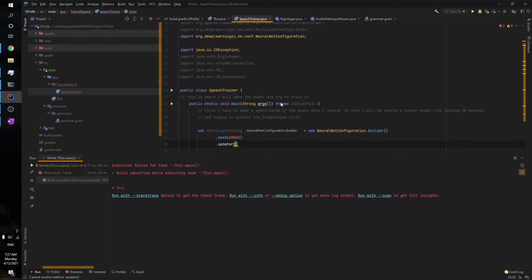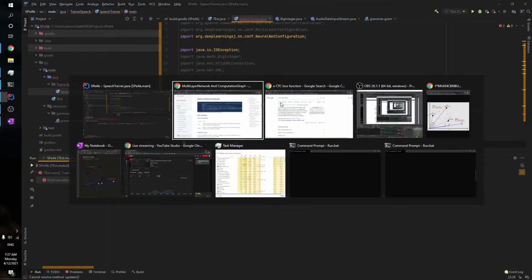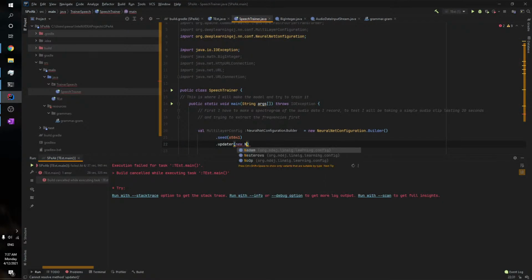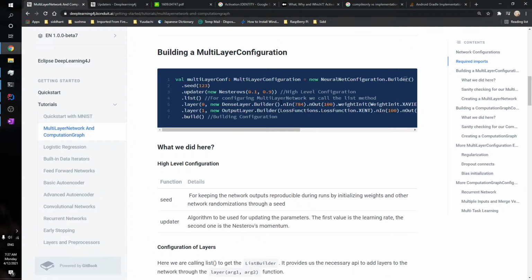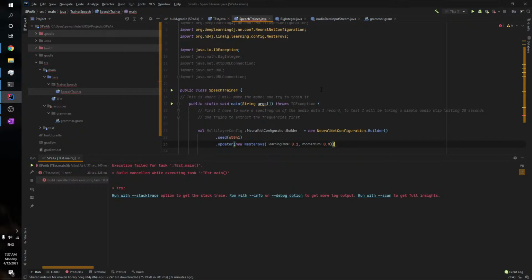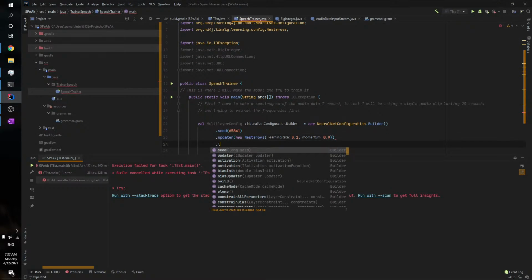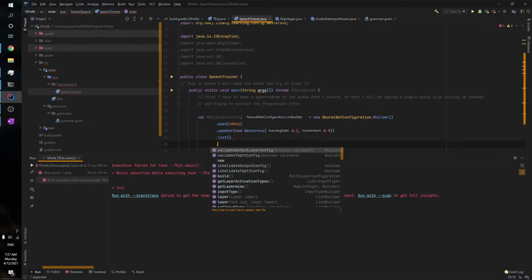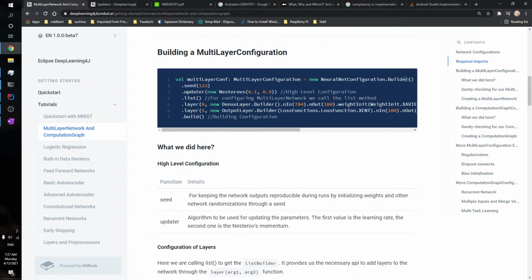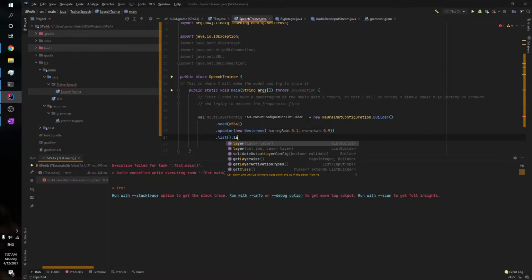Alright, updating. Oh, okay, interesting. Learning rate. Okay, it looks like it's changed. Nope. So he has the momentum set to 0.9. Let's just go with what they have. And then I believe they just did a list. And then they added. Oh, is it inside the list? Nope. Oh, there.